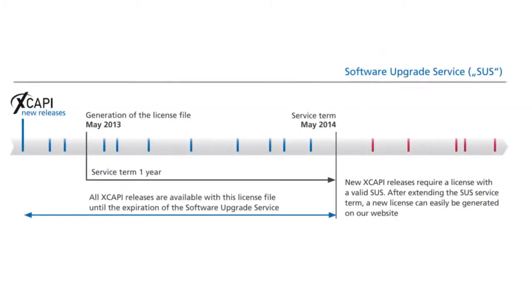The software upgrade service always provides you the latest release, because within the service term you can download and use any new XCAPI release. The service term amounts to 1 year automatically and can be extended for another 1 or 2 years. If you are not sure how long your software upgrade service is still valid and you still have an old XCAPI release in use, our sales team will be glad to help you.